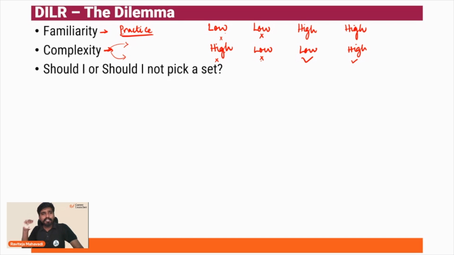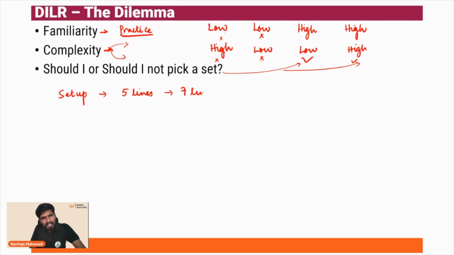The other part is, should I or should I not pick a set? That is a function of the familiarity and complexity of the set itself. What do I mean by complexity? For example, there is an initial setup of 3 lines or 5 lines or 7 lines. Okay, there is an initial setup of the question. Then there are some data points.